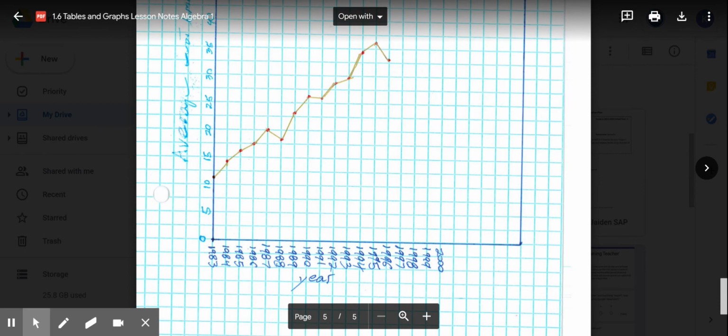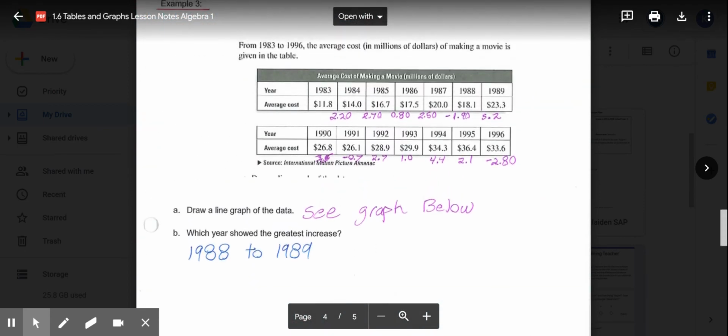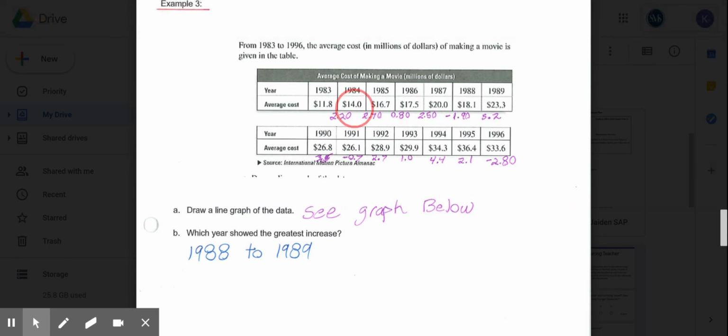Well, if we go back to the table, and this is why multiple ways to organize data are helpful, I can do what I did on that first table and take the cost from 1984, 14 million, minus the cost from 83, 11.8, and I know in that year from 83 to 84, it went up $2.2 million. So then 85 minus 84, 16.7 minus 14. That year it was an increase of 2.7 million. So I just found the difference in between each set of years.